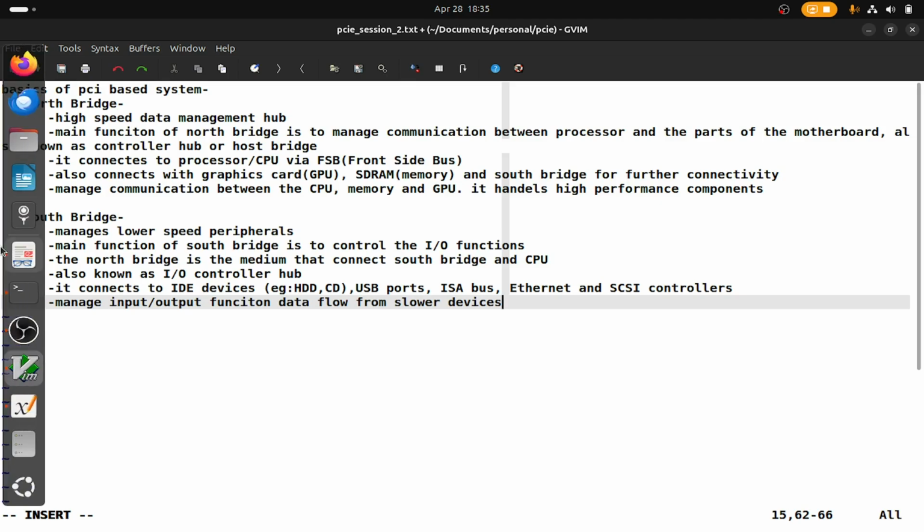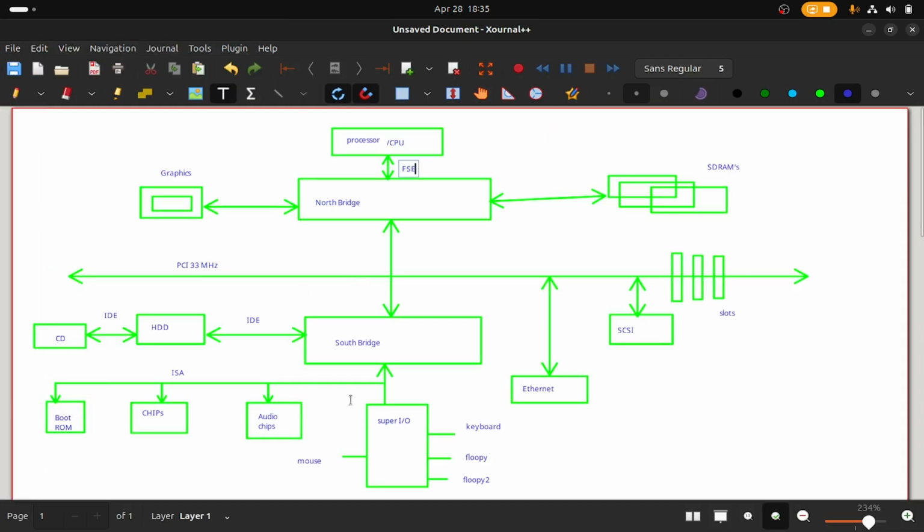Fine. Now coming to the diagram, here is your South Bridge. Actually it is connected to the CPU by the North Bridge, right? And it is also connected with SCSI and Ethernet, right? Some boot ROM, all these things. Super IO means keyboard, they all are low speed devices. So it will take care of the data management of the IO operations as well as the low speed devices. It is also known as IO controller hub. Fine. We will see later what is IDE, what is SCSI. We will take care of all of these things. Fine.